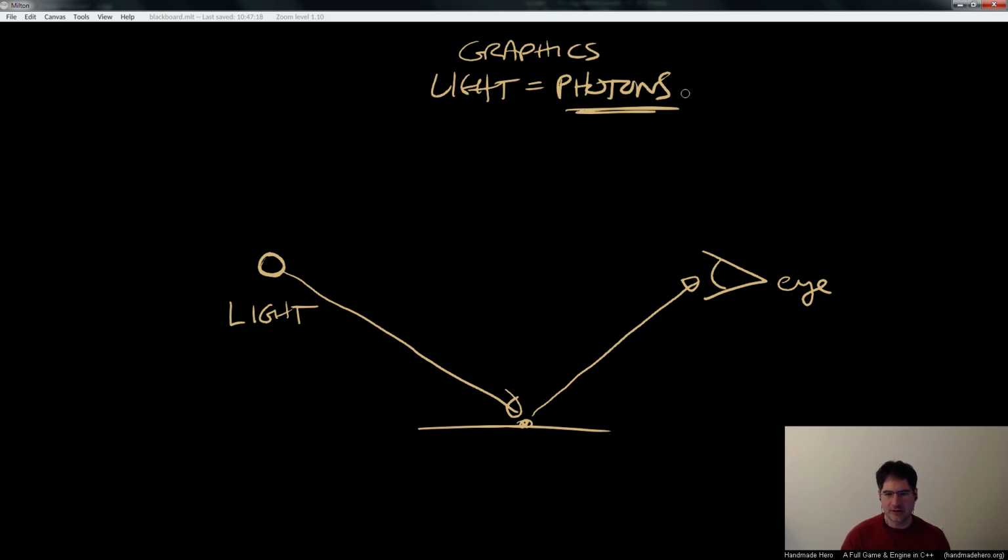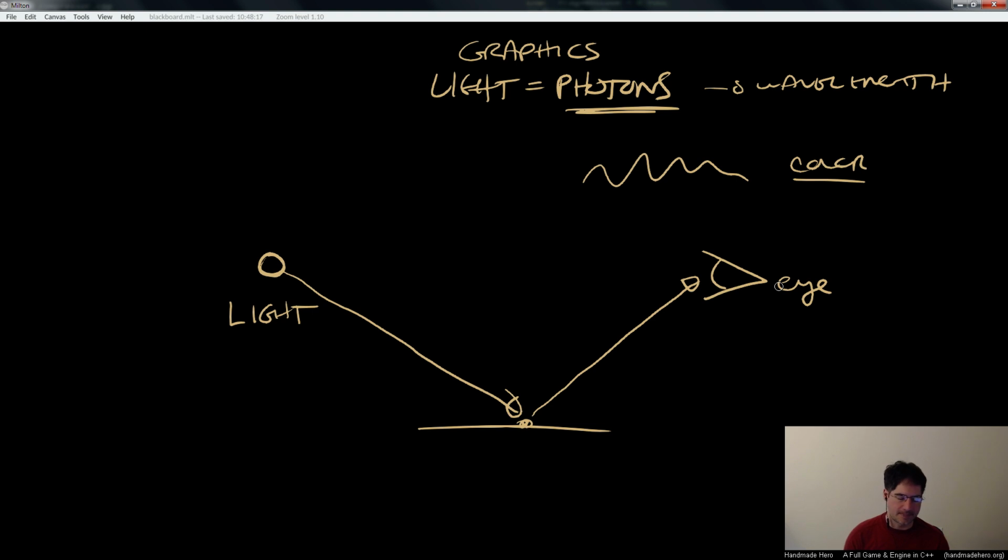And furthermore, these photons, they have a wavelength, right? A photon is a thing that sort of oscillates, and that's the color, right? So by tracking the color of those photons, we would also know what color that pixel should be by summing up all of those wavelengths, right?